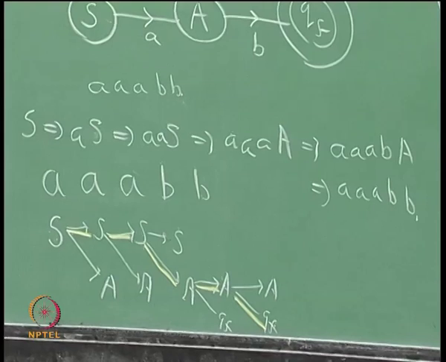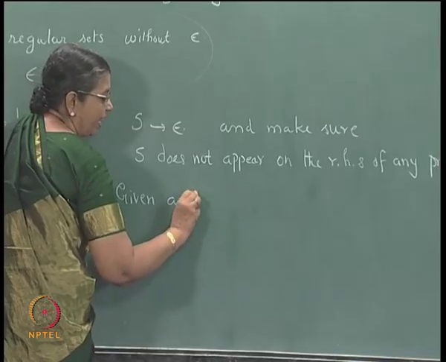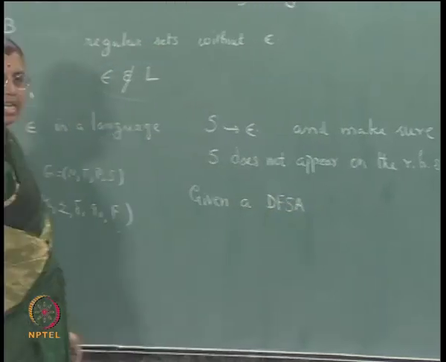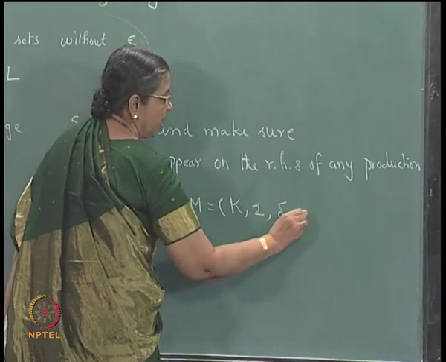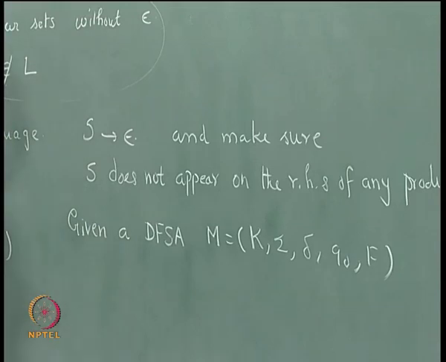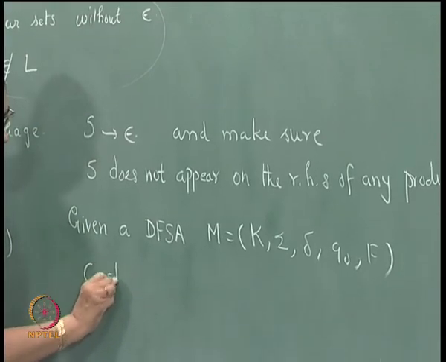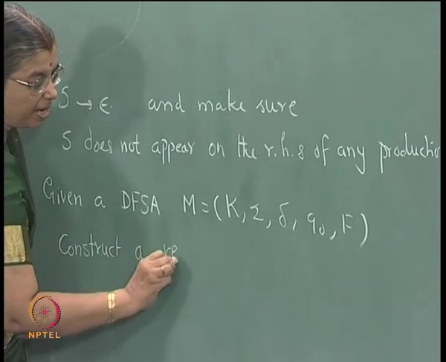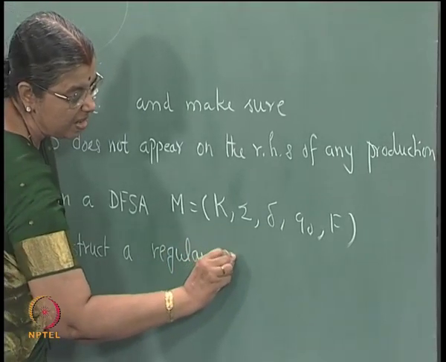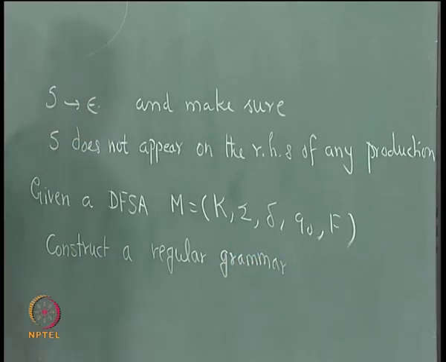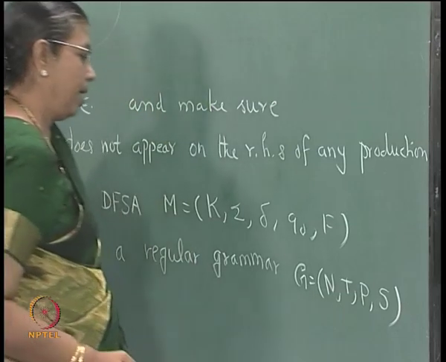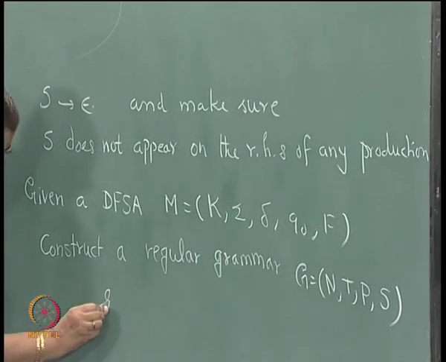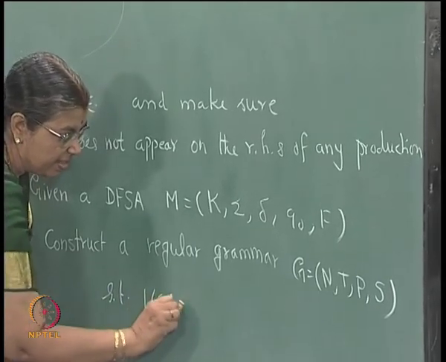Now, the other way around, we have to prove the other way around. What is the other way around? Given a deterministic FSA, M is equal to K, sigma, delta, Q naught, F, construct a regular grammar G is equal to N, T, P, S such that L of G is equal to T of M.